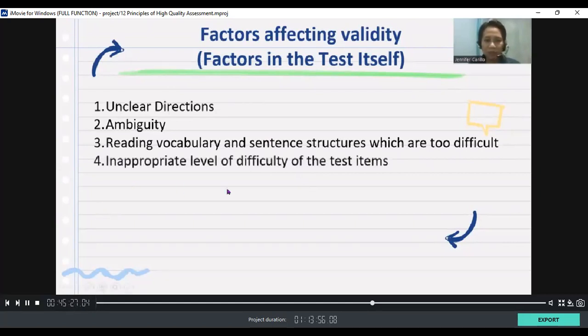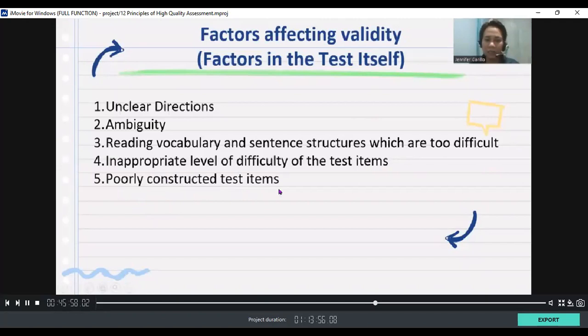Fourth, inappropriate level of difficulty of the test items. There might be test items that are too hard or too difficult in complexity, so avoid them, especially if they were not discussed. Or too easy. If the questions are too easy, there is nothing to appeal. It can't be too easy or too difficult. It should be just right.